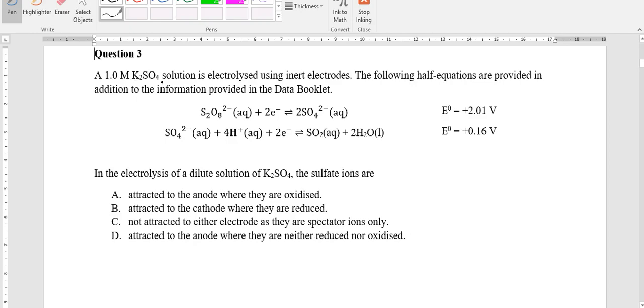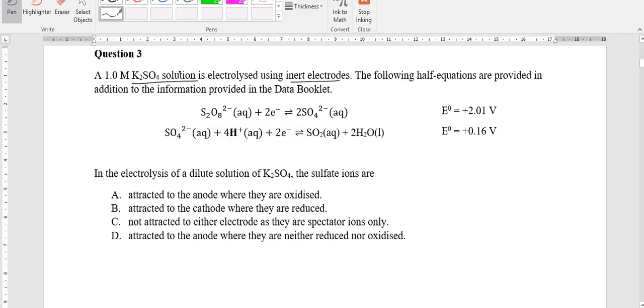You have a solution of potassium sulfate, and it is electrolyzed using inert electrodes. The following half equations are provided in addition to the information provided in the data booklet. Probably could have changed the wording a little bit. But you have these two equations, and you need to consider what happened. What is the role of the sulfate ions in this case?